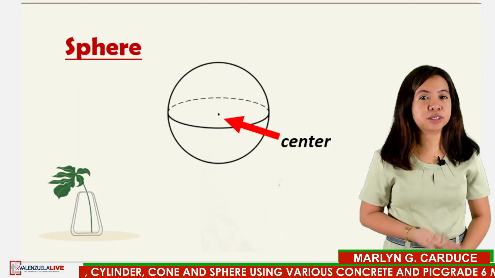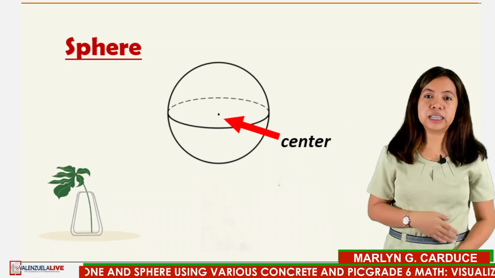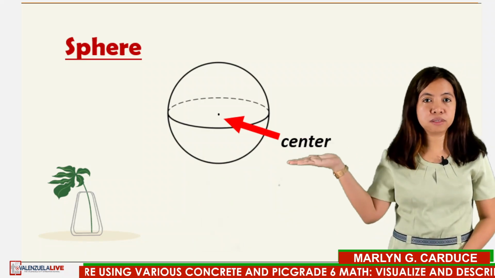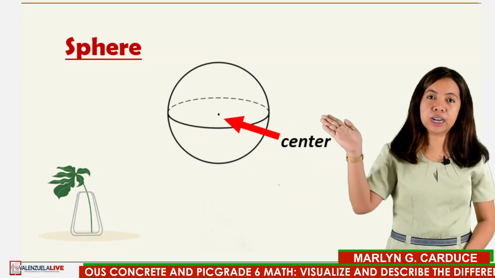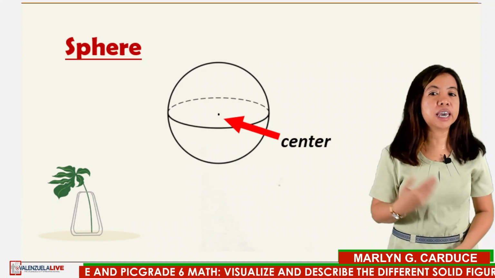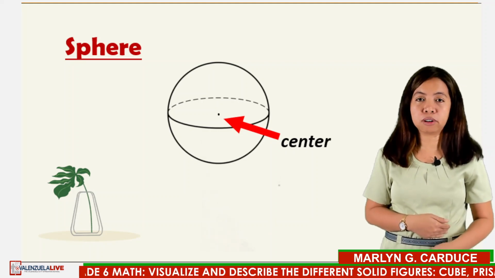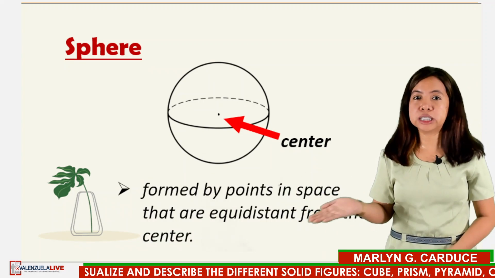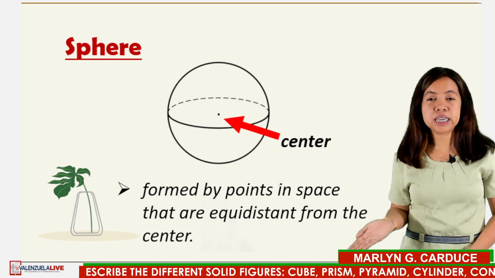And the last example of a solid figure is a sphere, which is formed by points in space that are equidistant from the center. So in this figure, the point that is equidistant in space is the center of the sphere. So when we say equidistant, it means that the center of the sphere has equal distance to the points on the surface. So again, a sphere is formed by points in space that are equidistant from the center.